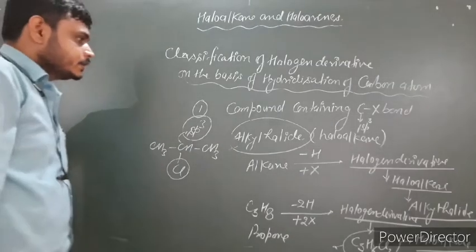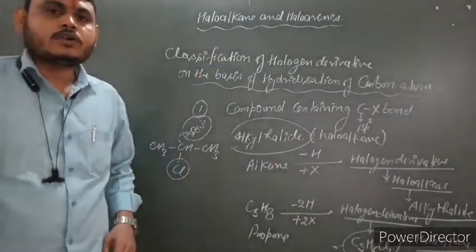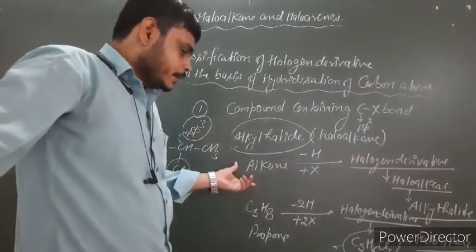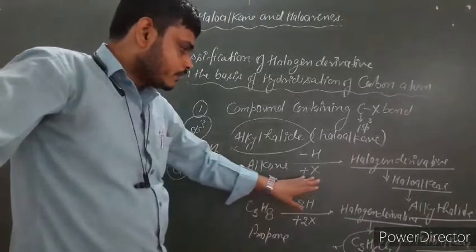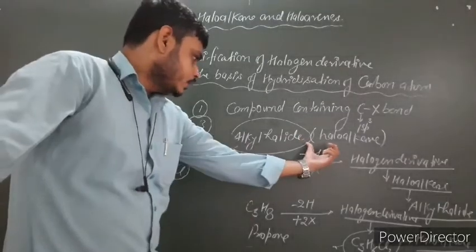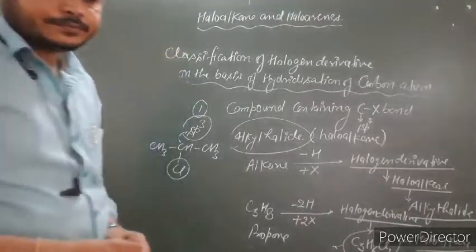And we know how to prepare the haloalkane: the replacement of one or more hydrogen atoms from alkane by the corresponding number of halogen atoms to form haloalkane or alkyl halide. Clear?